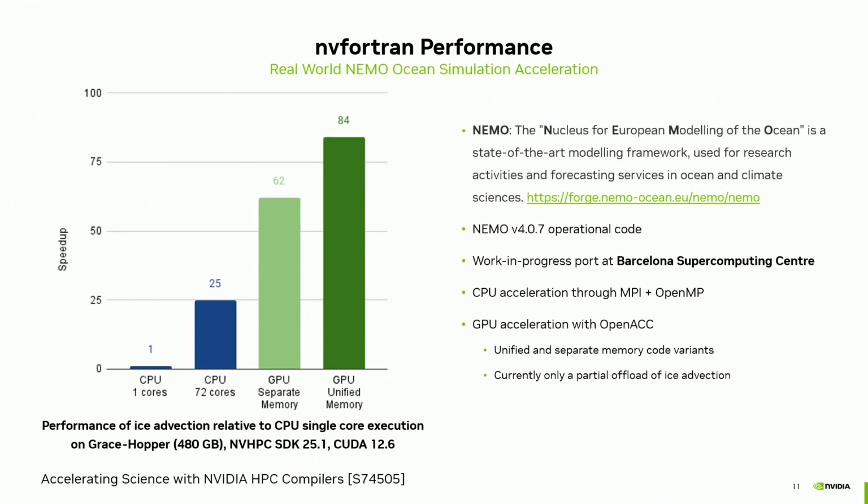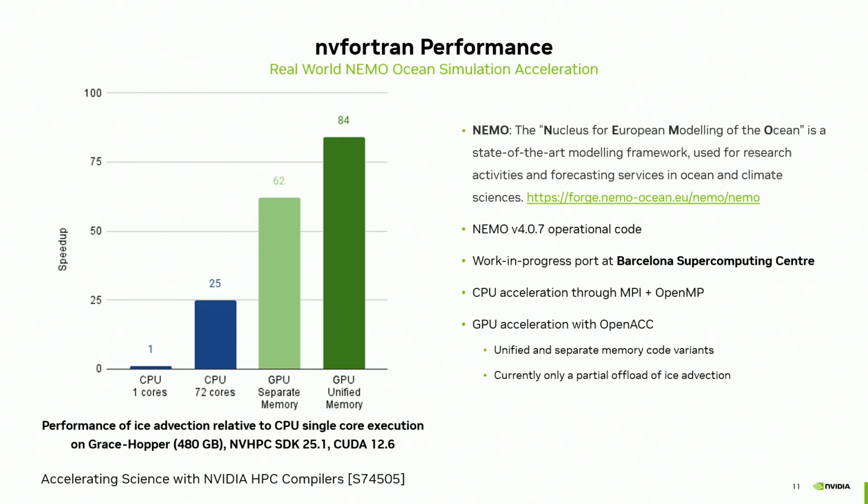Now, to showcase an example of the NVIDIA HPC compiler's recent improvements, we're going to take a look at NEMO, the Nucleus for European Modelling of the Ocean, which is a state-of-the-art modeling framework that is used for research activities and forecasting services in both ocean and climate sciences. NEMO is using OpenACC for GPU acceleration. But here, I'm actually going to focus on their use of our HPC compiler component, that's a part of our NVIDIA HPC SDK.